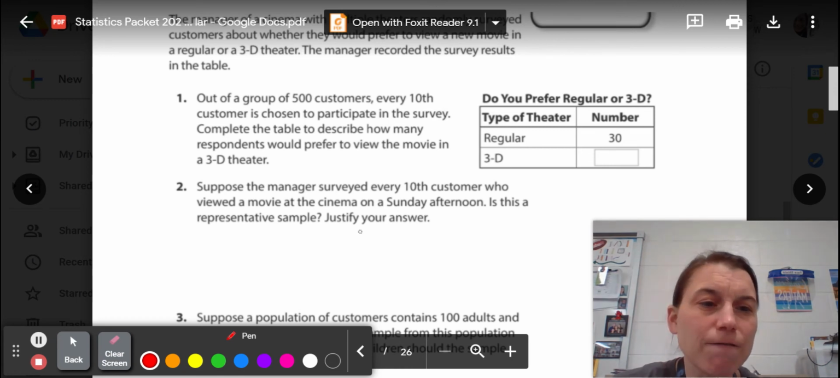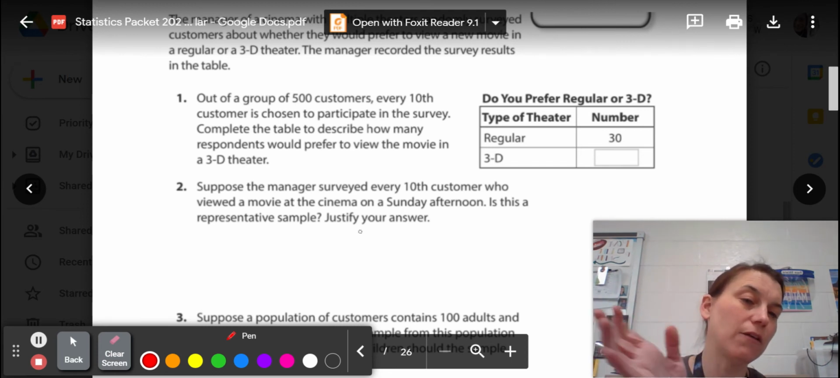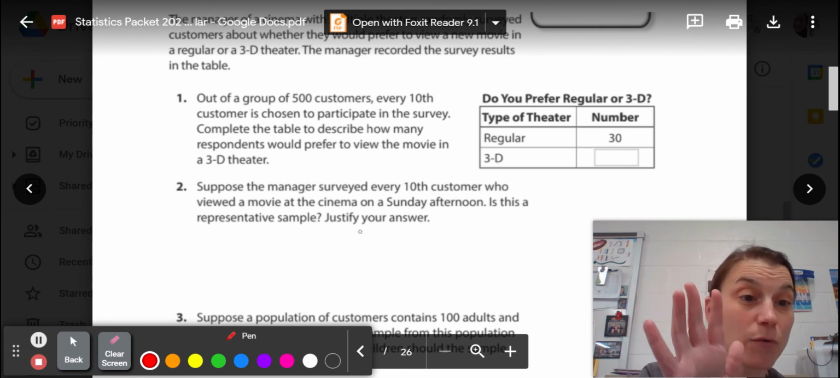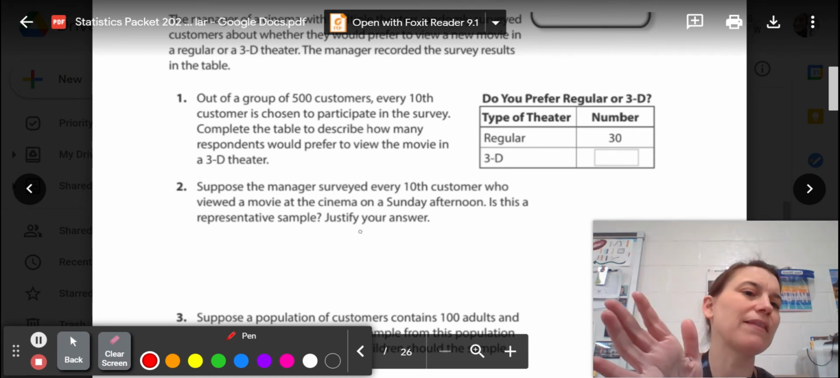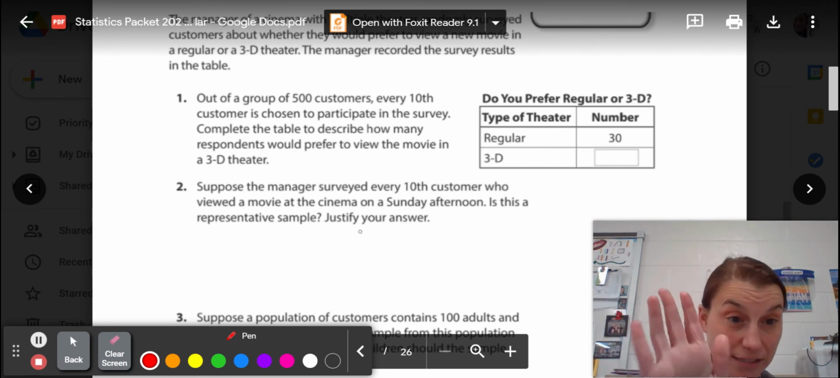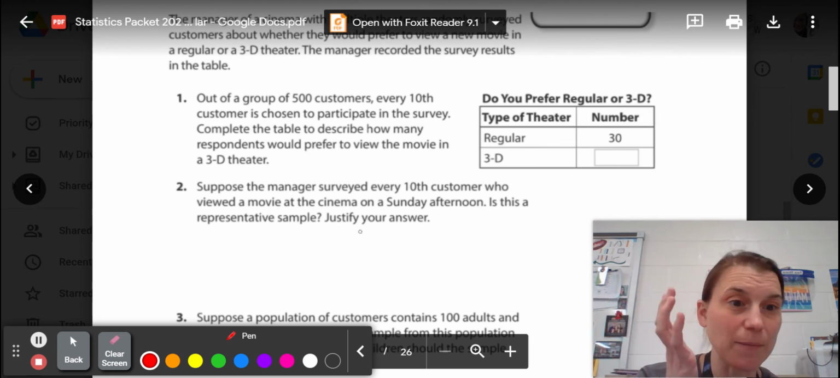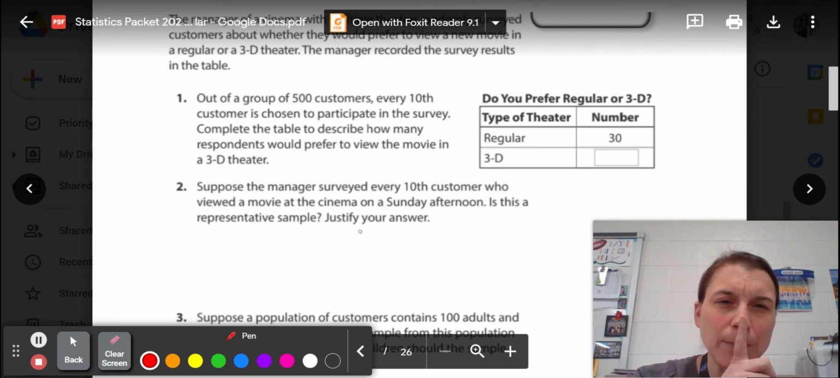Now, out of the group of 500 customers that came in, every 10th customer was chosen. So it's like one walks through, 2, 3, 4, 5, 6, 7, 8, 9, 10. 10th person, stop. I have a question for you. 3D or not 3D? Good. Then 11, 12, 13, 14, 15, 16, 17, 18, 19, 20. Stop. I have a question for you. 3D or not 3D? And then he documented it. So if he's asking every 10th person, then how many people are in his sample?